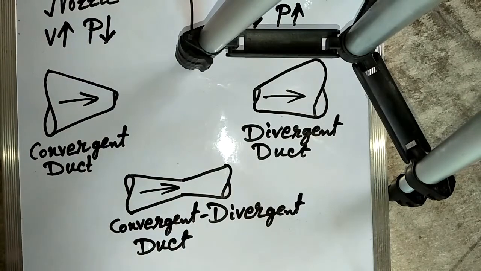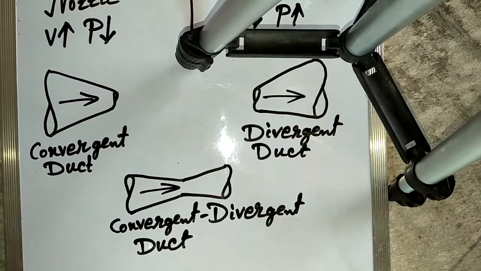Depending on the end conditions, we choose the type of duct, that means convergent, divergent, or convergent divergent. One thing: if the density does not change or changes very little, the fluid is said to be incompressible. Gases and vapors are compressible, whereas liquids are incompressible. This is the property of the fluid, and it must also be considered when we choose the duct for nozzle purposes or for diffuser purposes.